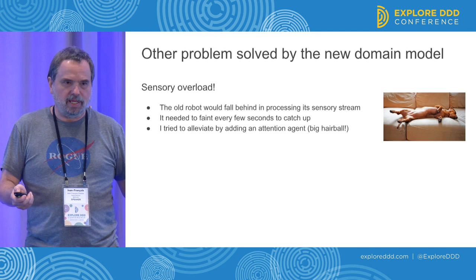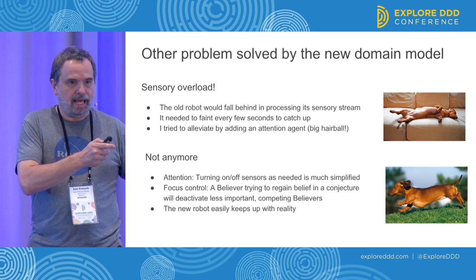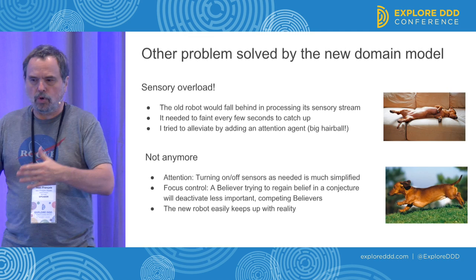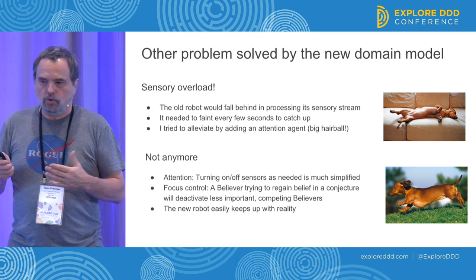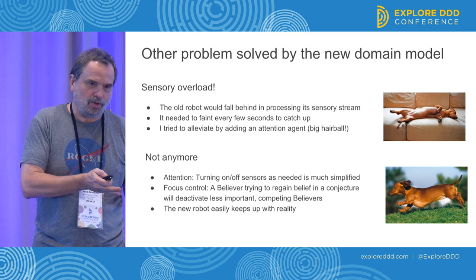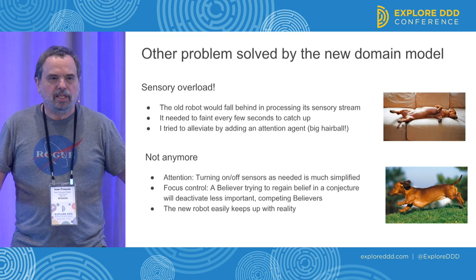But not anymore. I mean, the attention agent logic is simple. It's beautiful. It's almost nothing. And now with focus control, the robot just attends to one important thing after the other. And the logic is not hard-coded as much as it used to be. So now the new robot easily keeps up with reality. Now, you will say it's got a more powerful processor than it had before, and I'm sure that plays a big role. But also, if you look at what happens in the robot, there's not a lot of noise. It's mostly signal now. So that's good.